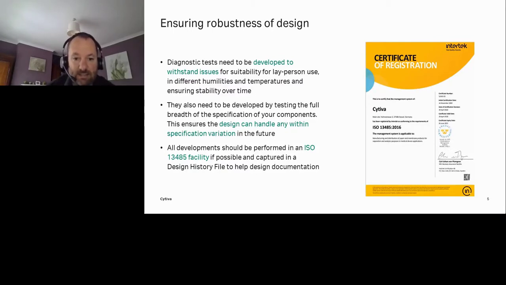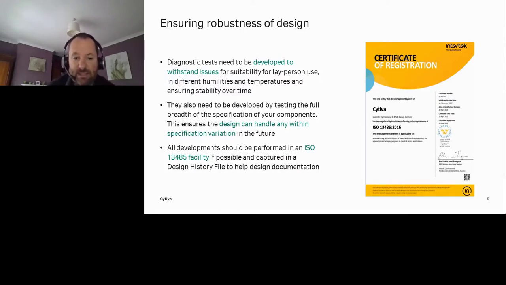And you need to test that to make sure you understand any variation stack within your product. So you don't want the product to fall over once it's in the field or at a later stage as a result of not enough rigorous testing. And it's important that you consider all these aspects during the design process.